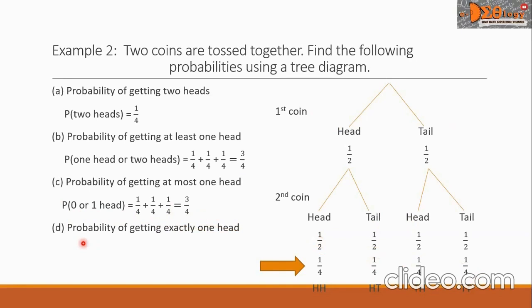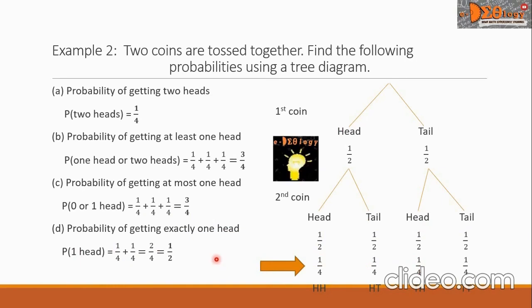Letter D, let's take the probability of getting exactly one head. And this answer will come from 1/4. This 1/4 comes from when we have head in the first coin and tail in the second coin, plus another 1/4, and this comes from tail in the first coin and head in the second coin. So we have 1/4 plus 1/4 equals 2/4, and this 2/4 can be simplified into 1/2. So we are able to give the answers in all our problems in example 2.